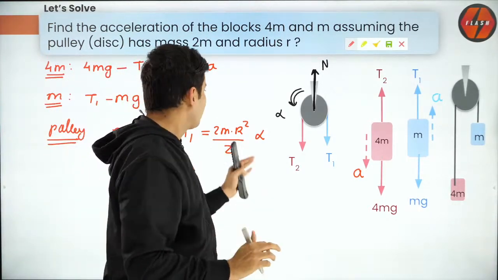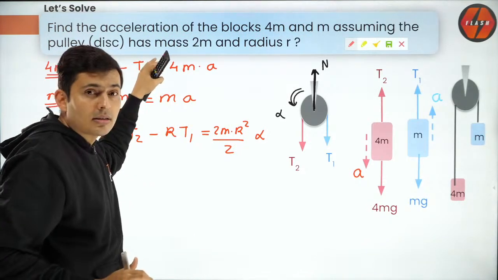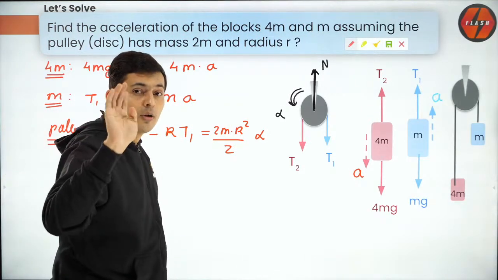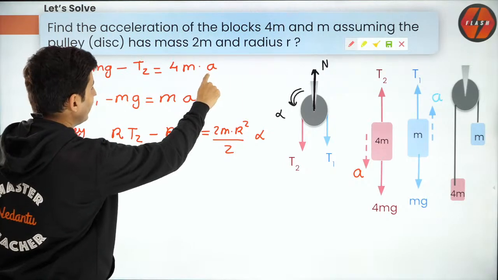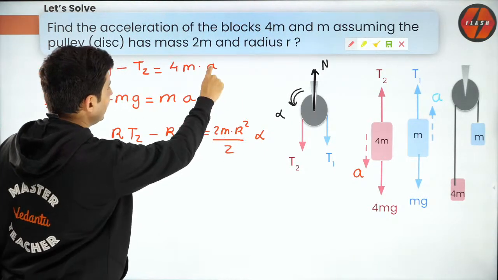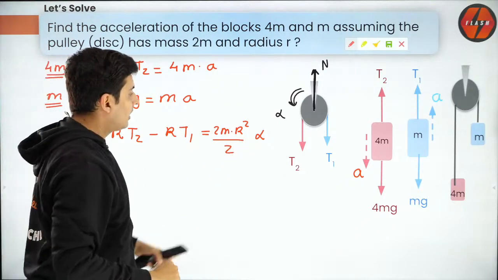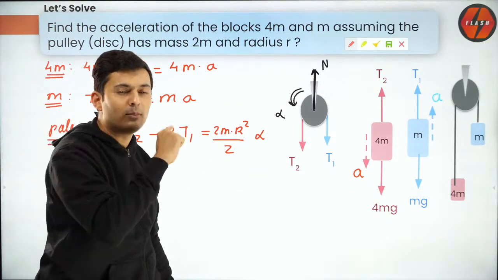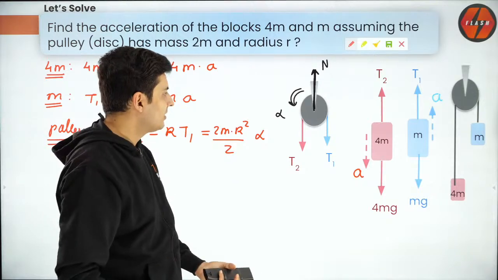Now here is the logic. You have 3 equations, but I'll tell you how many variables there are. 4 variables. Count: 1, 2, 3 and 4. A, T2, T1 and alpha. So you need one more equation, and I'll tell you where that equation is.